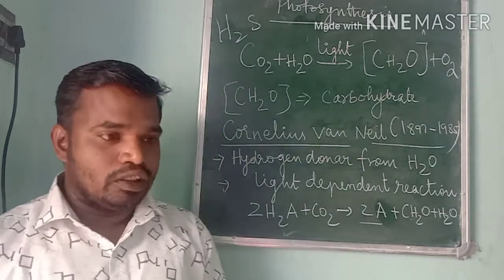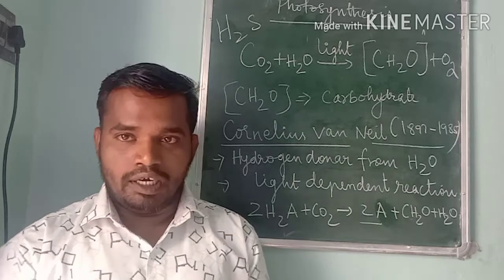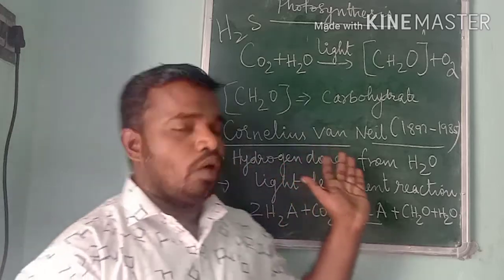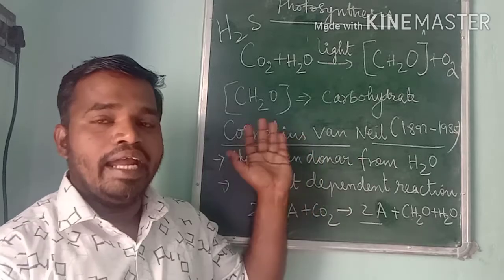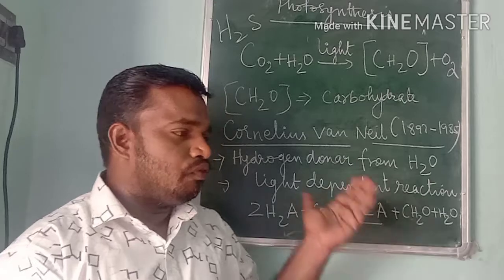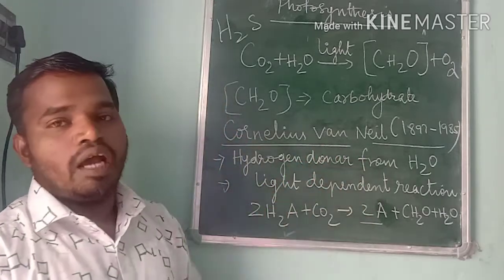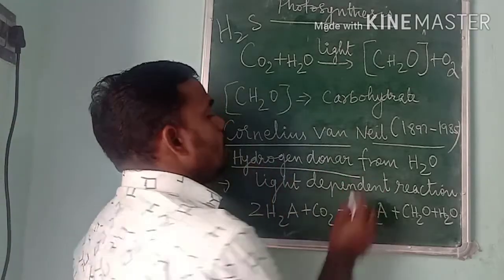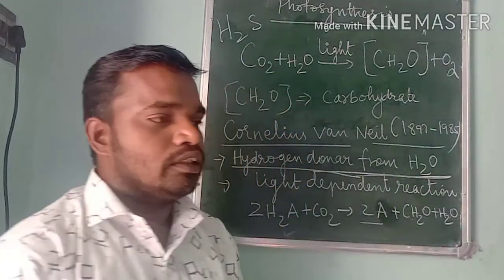Thereby Cornelius Van Niel concluded that the hydrogen donor is not coming from carbon dioxide. It is solely from the water molecules. As he explained, photosynthesis is a light dependent reaction where hydrogen donors from oxidizable compounds reduce carbon dioxide into carbohydrates. The hydrogen donor solely comes from the water molecule.